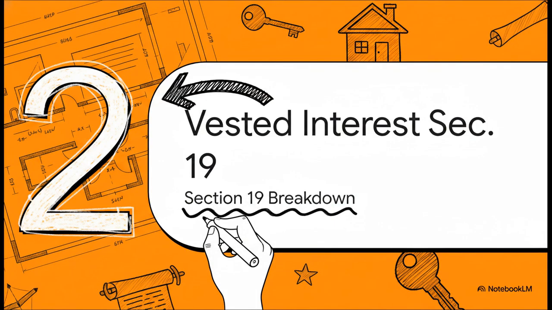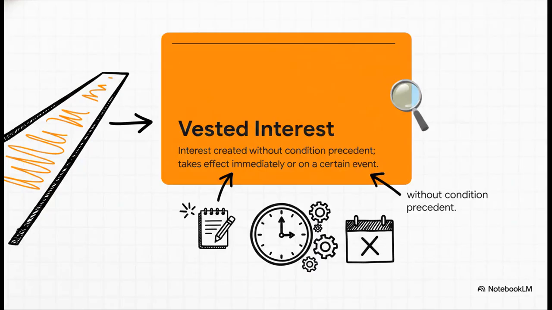Moving on, direct your pens to underline this precise heading on your answer scripts. 2. Vested Interest, Section 19. Let's look at the strict statutory language. A vested interest is an interest created in favor of a person without any condition precedent, and it takes effect immediately or on the happening of a certain event.